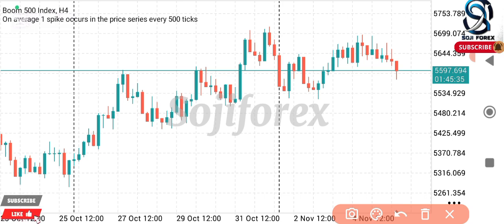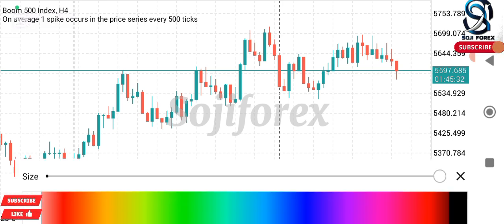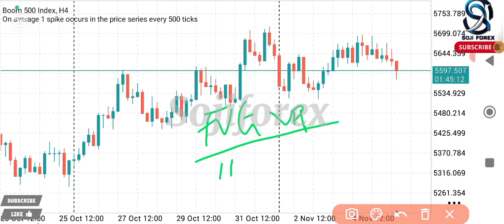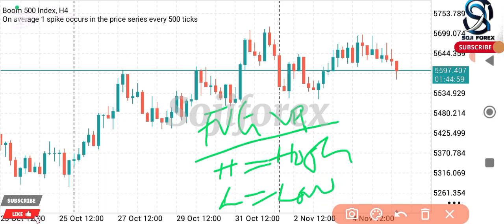So in an uptrend scenario, when price is bullish and it's pushing up to the upside, our consideration now for a fair value gap in an uptrend is going to be what? The high of the candle before and the low of the candle after. So this one is for the high of the candle before and then the low of the candle after.